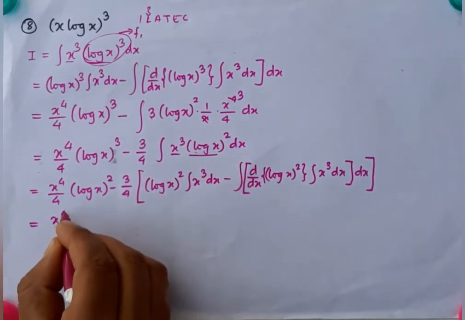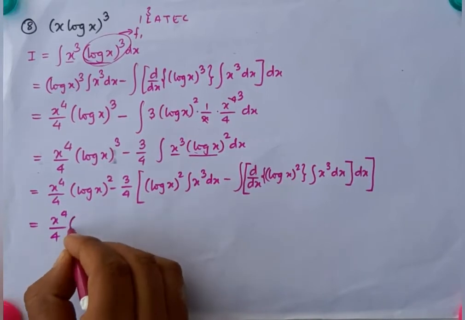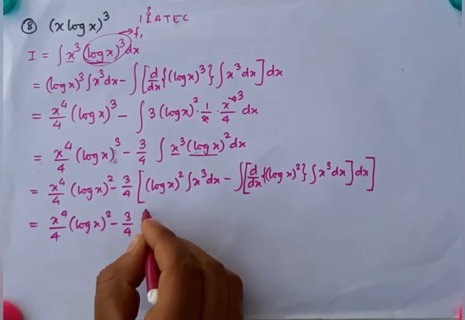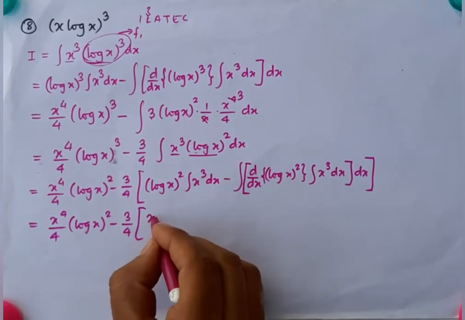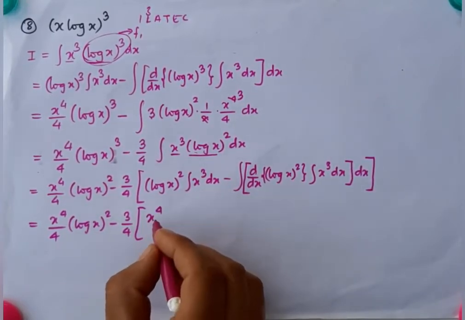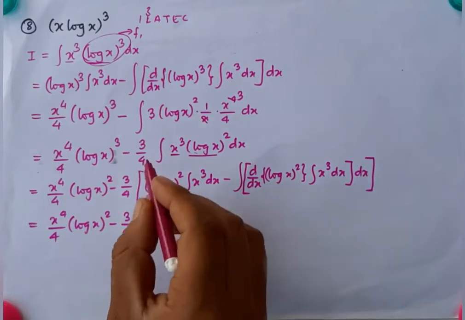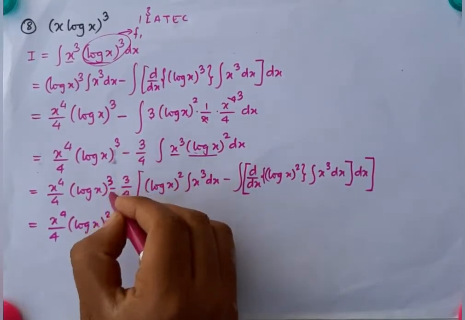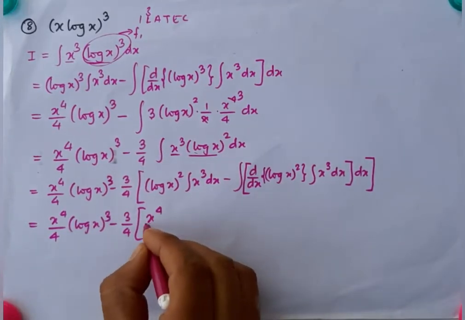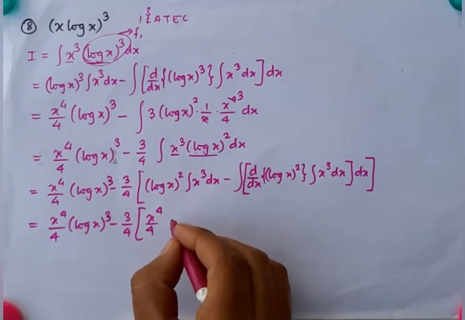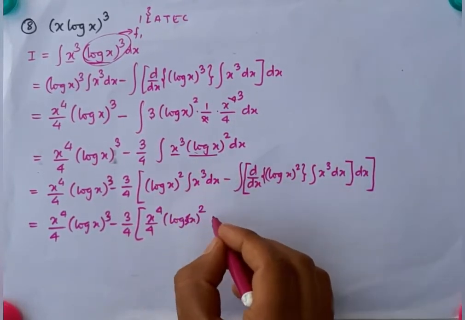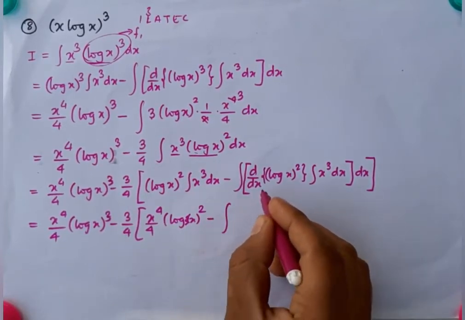So this is x to the power 4 by 4 log x square minus 3 by 4. So there's a bracket here. So this is again x to the power 4. I'm sorry, just wait a minute. Here. Yes, this is 3, isn't it? So this is 3. So this will be 3. I'm sorry. So this is by 4. So we'll have log x square minus, okay, so integral.